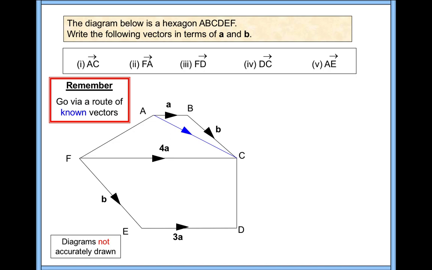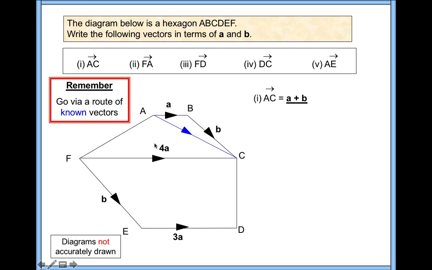So, as per the rule of vectors, you have to go via route of known vectors. So, vector AC is going to be vector AB plus vector BC. That is A plus B. Okay, so A plus B, that is vector AC.